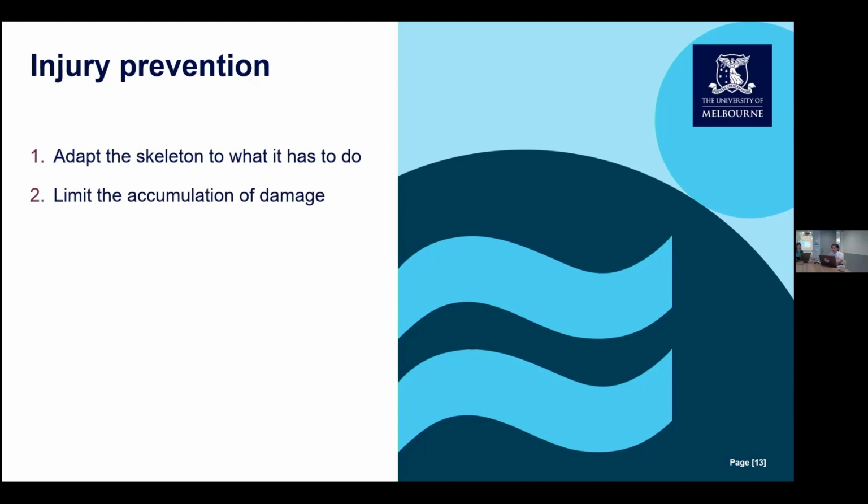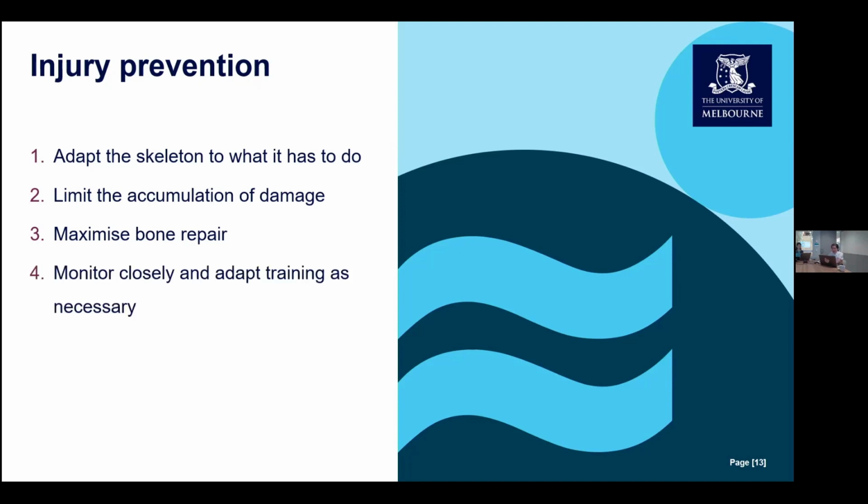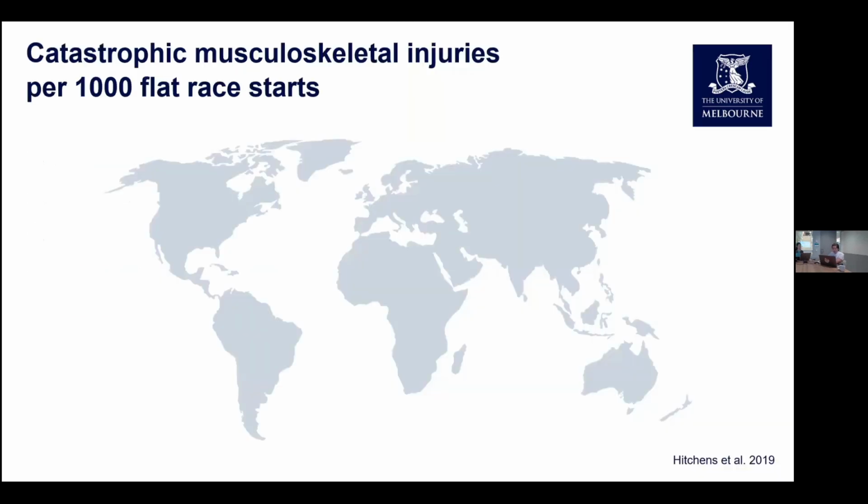We want to limit the accumulation of bone damage, and we can do that by reducing the cycles of load, so reducing the amount of time that we're training, the number of strides or distance worked. And we want to reduce the magnitude of the load, and we can do that by reducing the weight carried and slowing speed, for example. I won't cover it too much here, but we want to maximize bone repair, and that is either reducing training intensity or providing regular rest periods. And we want to monitor closely and adapt as necessary, and this includes understanding the surfaces the horse is training and racing on and adapting to those if we're seeing any issues.